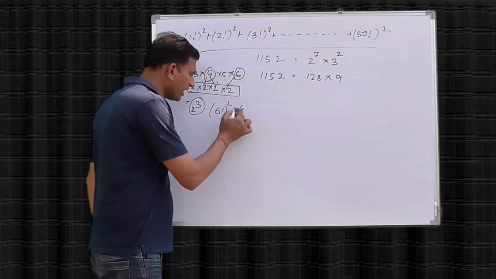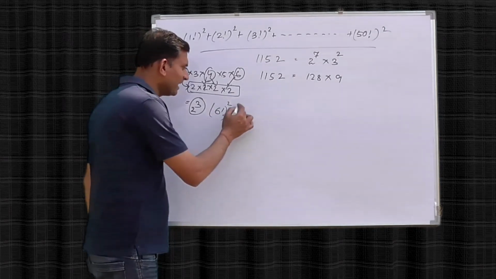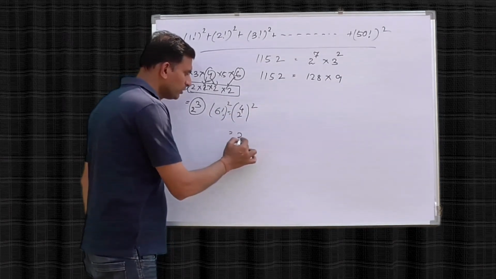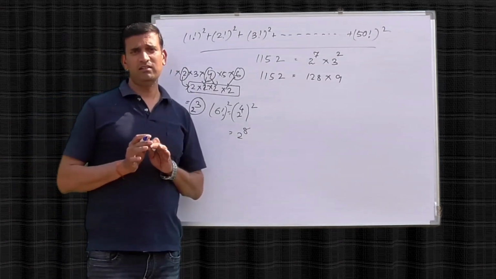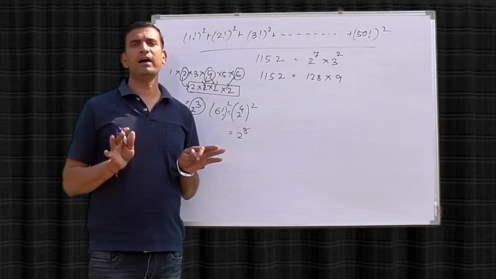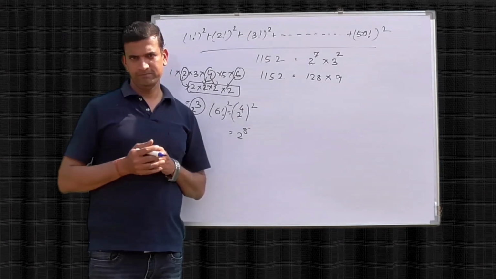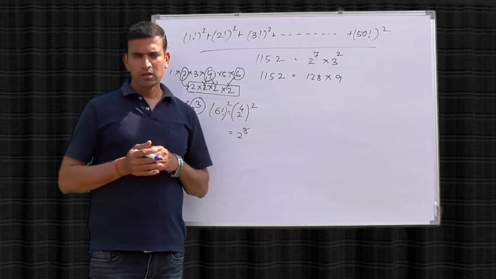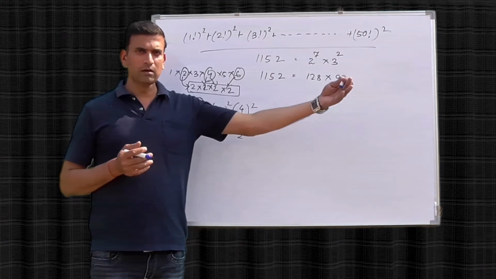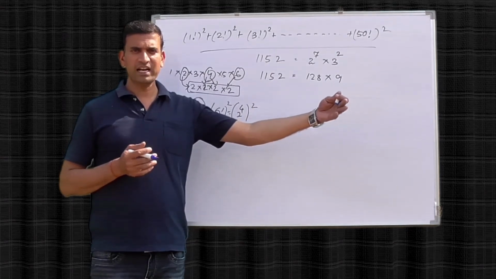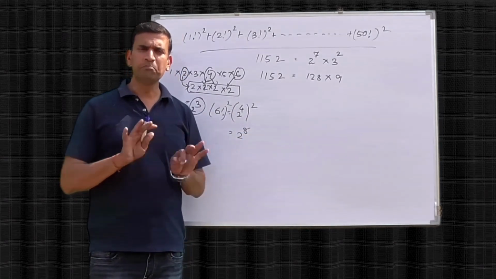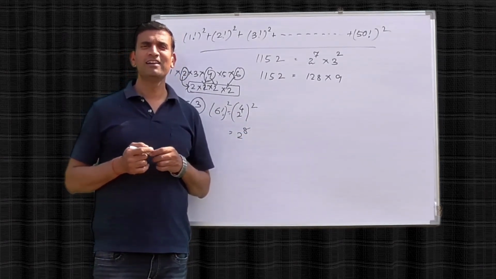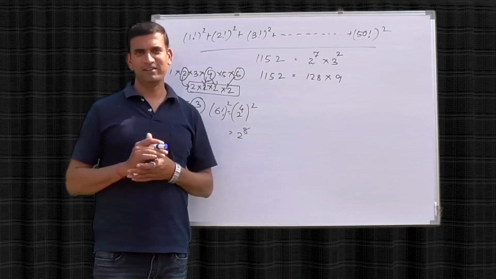If you make a square of this, then that will produce 2 to the power 8. Means 6 factorial square is completely divisible by 2 to the power 7. So for any number onwards, 7 factorial square, 8 factorial square, 9 factorial square, 10 factorial square, up to 50 factorial square, every number is completely divisible by 2 to the power 7.